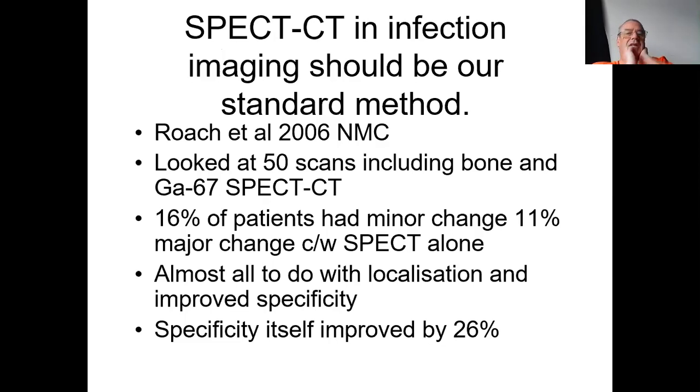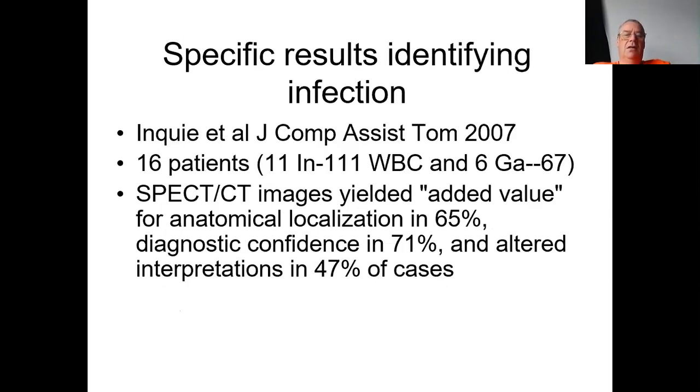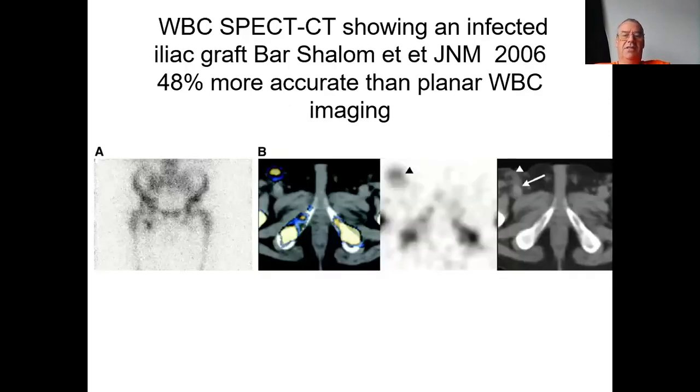When we're doing these single photon techniques now, SPECT CT should be our method of choice, and has been since 2006. Initially, Roche and I looked at using gallium, and showed that you get improved reporting with gallium. In 11% of patients there was a major change, mainly to do with localization and improved specificity, and the specificity itself improved by 26%. Another paper, looking at a small number of patients, used SPECT CT with indium-111 and gallium-67 and stated that SPECT CT added value in anatomical localization in 65% of patients, improved diagnostic confidence in 71%, and altered interpretation in 47%.